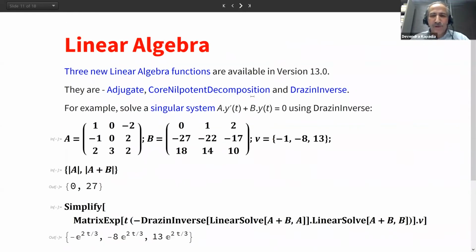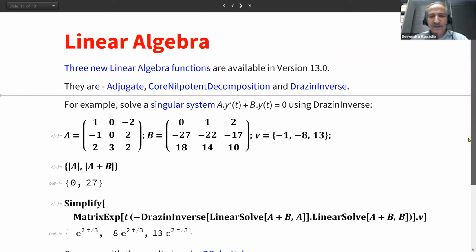We have three new linear algebra functions. They are very closely related to inverse. Adjugate got promoted from the function repository, did a good job over there. Well done, Adjugate. You're now in 13.0. And we've got two new functions, the core nilpotent decomposition and Drazin inverse. You see, when a matrix is singular, then it has zero eigenvalues. So that's the nilpotent part, and the rest is the core part. We throw away the nilpotent part and you get the Drazin inverse on inversion.